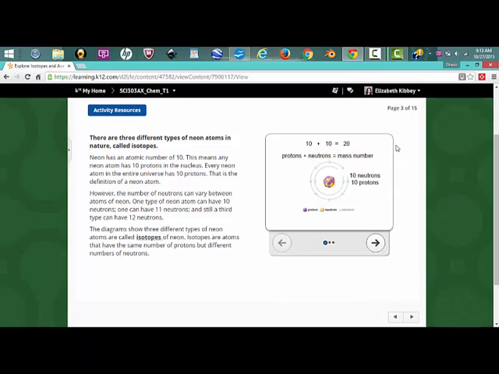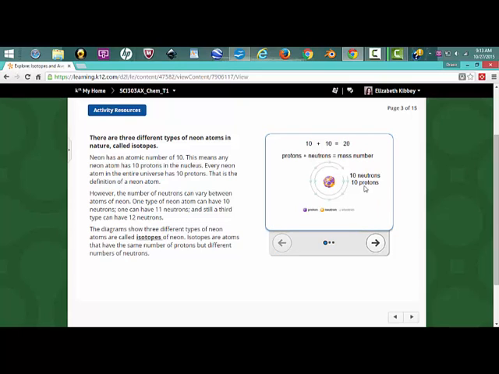Okay, so looking at this, we see 10 plus 10 equals 20. Protons plus neutrons equals mass number. Therefore, there are 10 neutrons and 10 protons. 10 plus 11 equals 21. Protons plus neutrons equals mass number. There are 11 neutrons, 10 protons. And 10 plus 12 equals 22. Protons plus neutrons equals mass number. 12 neutrons and 10 protons.